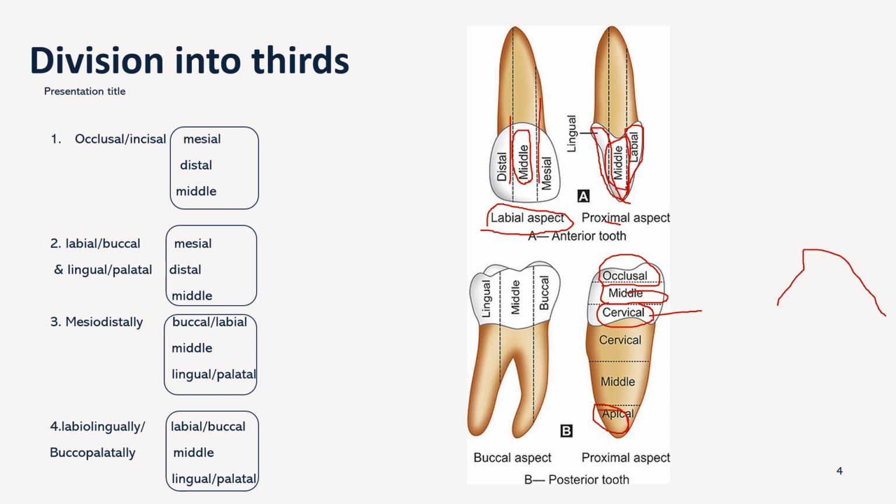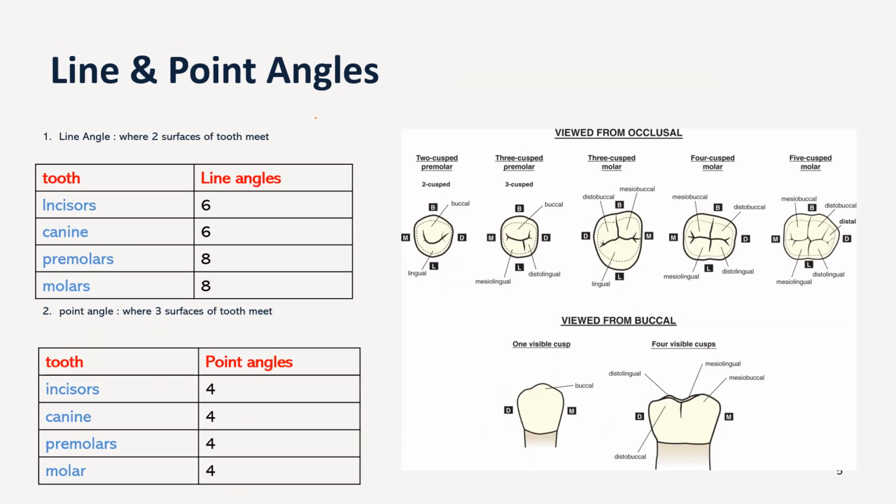The end portion of a root is known as the apex. So that is about the thirds. That's it for this topic of basic terminologies of the tooth, which are very important to know for any anatomy of a tooth, or for communication regarding a tooth, a treatment plan, discussions on a tooth, or carvings.